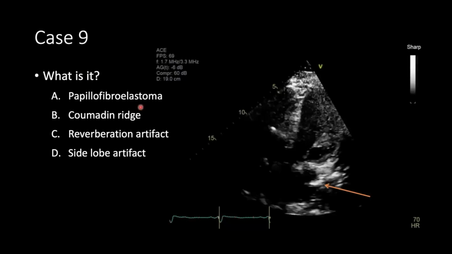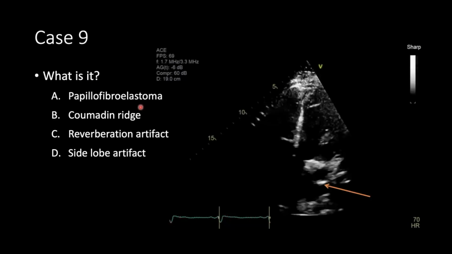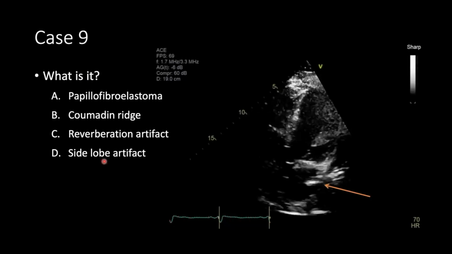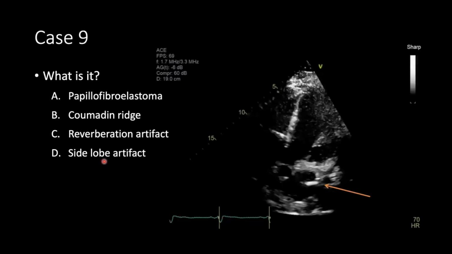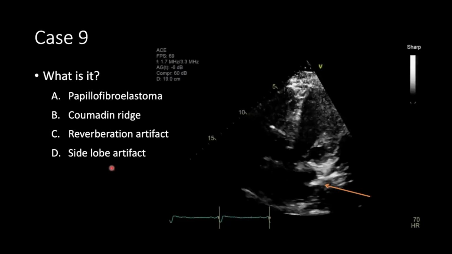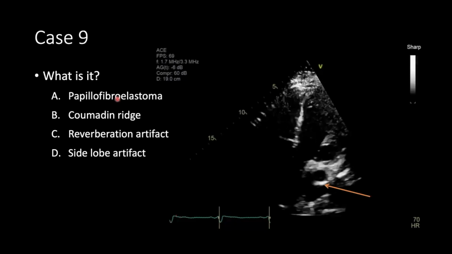It's kind of long, linear, and thin. Is it a fibroblastoma? Is it a Coumadin ridge? Is it a reverberation artifact? Could it be a side lobe artifact? The linear line going right through the atrium. Okay, I think most people here agree. It's a Coumadin ridge.